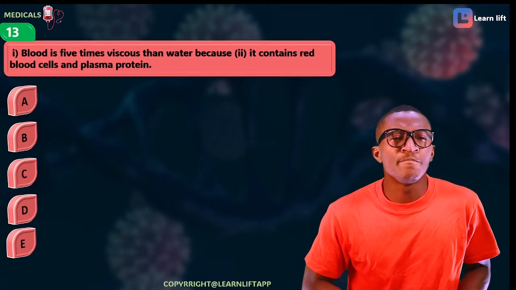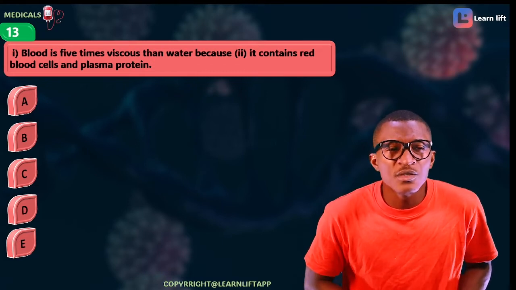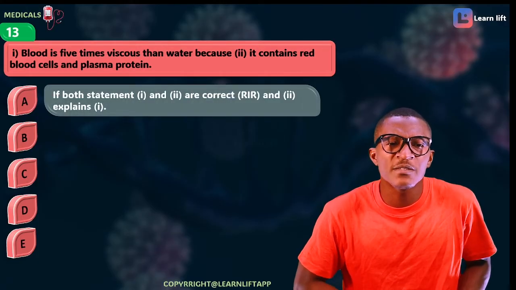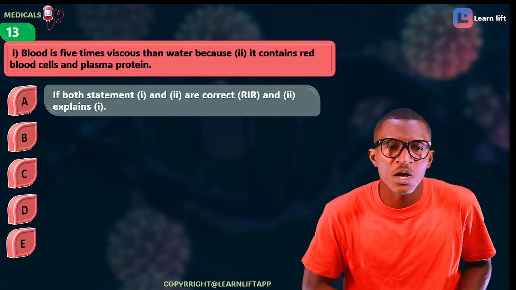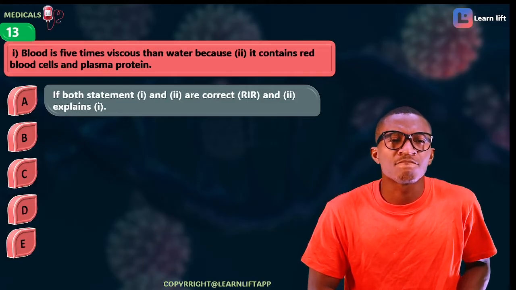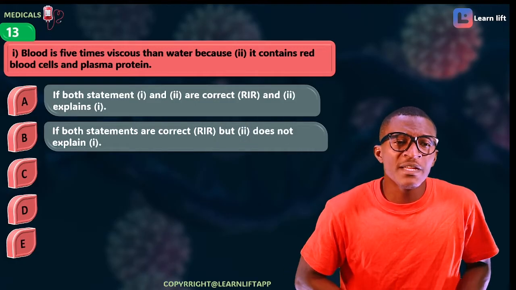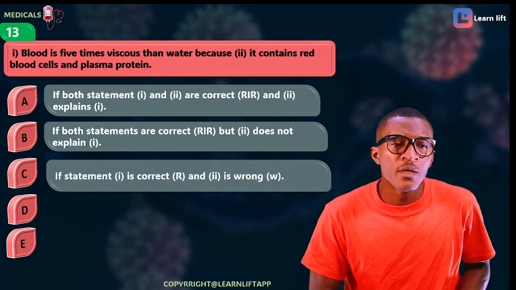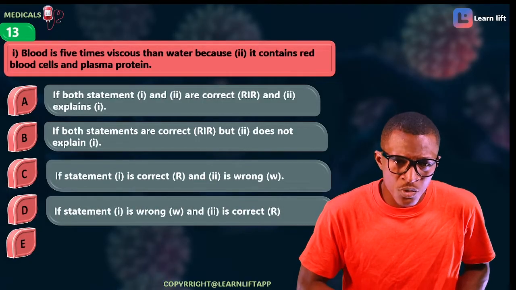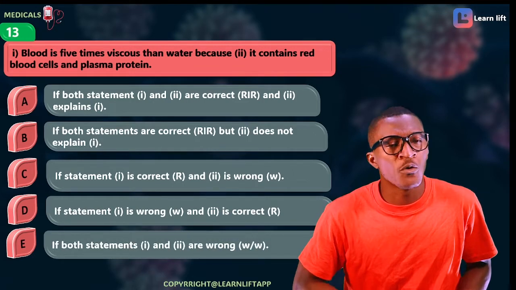Number 13 says that blood is five times more viscous than water. Yes. It contains red blood cells and plasma protein. Yes. Let's see the options. Option A says both statement 1 and 2 are correct, and 2 explains 1. Option B, both statements are correct, but 2 does not explain 1. Option C, 1 is correct and 2 is wrong. Option D, 1 is wrong and 2 is correct. Option E, both statements are wrong.